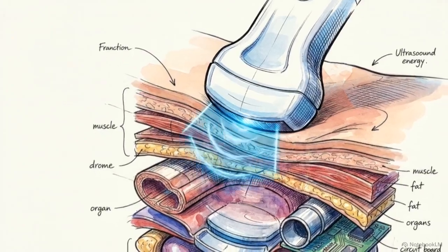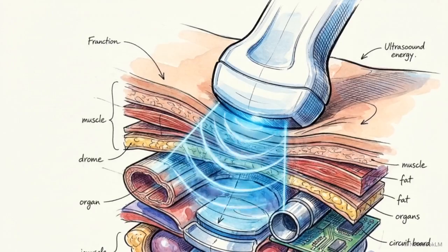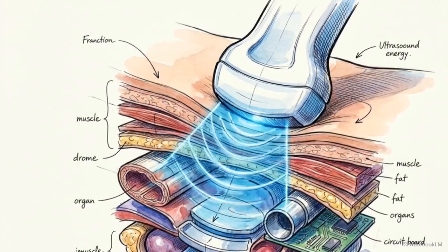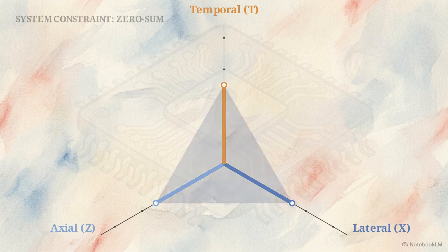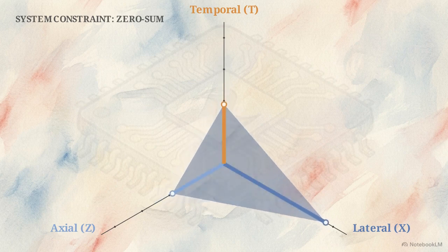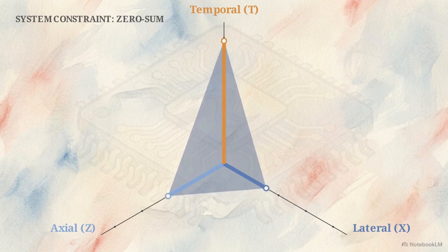Every single diagnostic ultrasound image we look at is actually a continuous physical negotiation of high-frequency sound waves. We can map the clarity of the resulting image along three specific dimensions: the axial, the lateral, and the temporal. Measured, precise. These physical properties exist in a strict zero-sum environment. Optimizing the values along one axis mathematically forces a degradation along another.